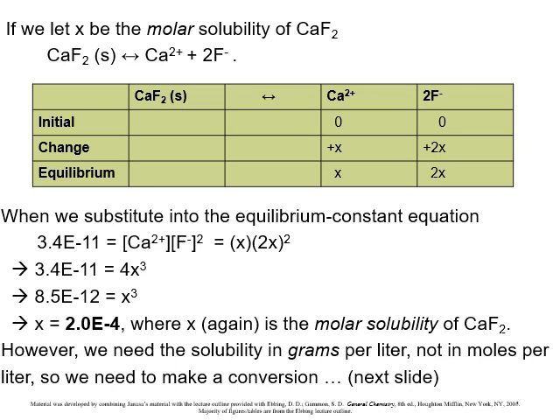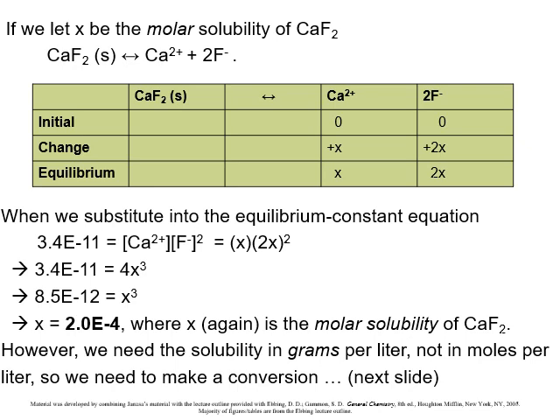So in the middle here, 3.4 times 10 to the minus 11th equals x times (2x) quantity squared. Solve that for x, just as we've been doing, and we get 2 times 10 to the minus 4th. All right, what does that stand for? It stands for the concentration of the CaF2 that is going to be the solubility, the amount of that that will dissolve is 2 times 10 to the minus 4th. So the solubility, we say, of the calcium fluoride is 2 times 10 to the minus 4th.